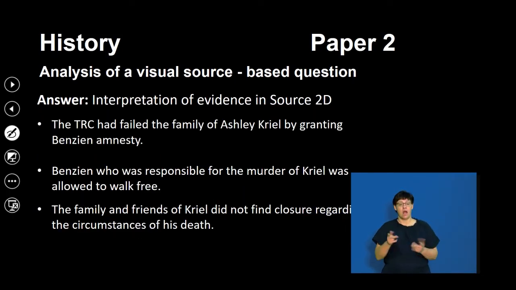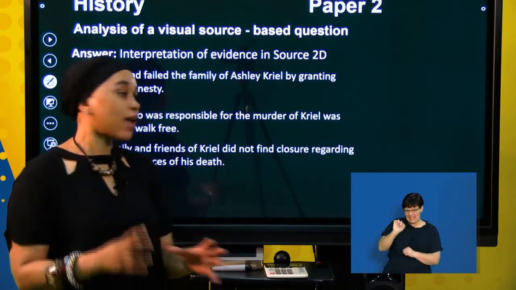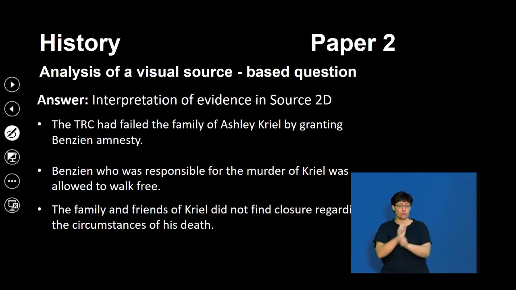So if you look at the possible answers here, this is where you're interpreting the evidence in the source. So you can say that the words meant that TRC had failed the family of Ashley Krill by granting Benzian amnesty. Benzian, who was responsible for the murder of Krill, was allowed to walk free. The family and friends of Krill did not find closure regarding the circumstances of his death. So again, you can see that that is your own interpretation and analysis of that visual source. Okay, if you look at these possible responses, they are not found in the visual. However, you are reading into it. That is very important to be able to do as a history student.